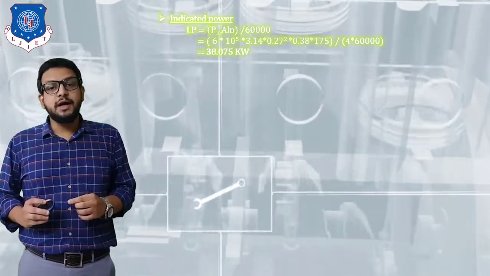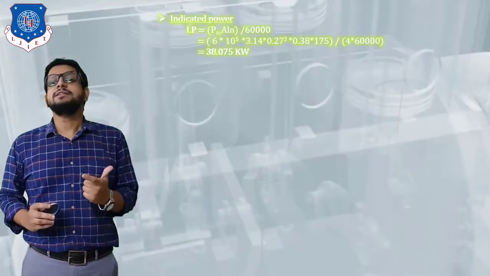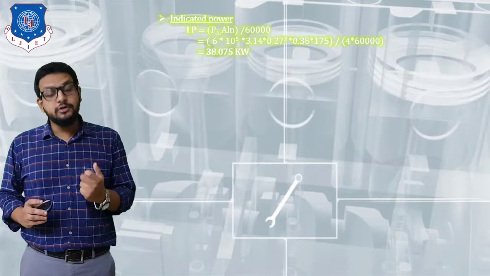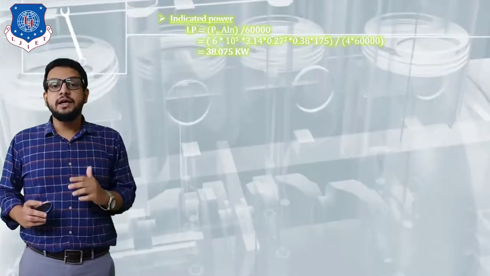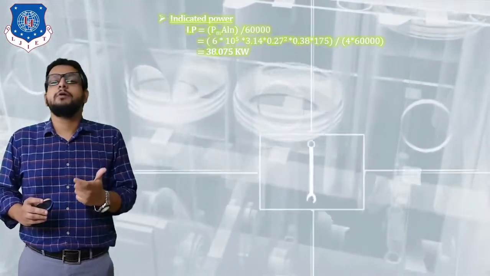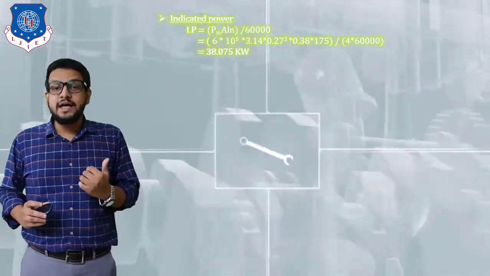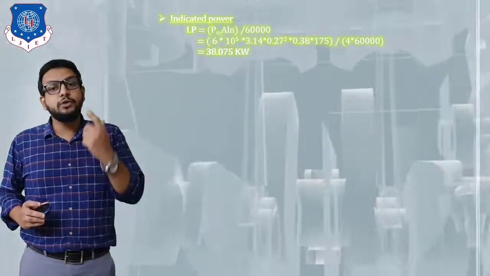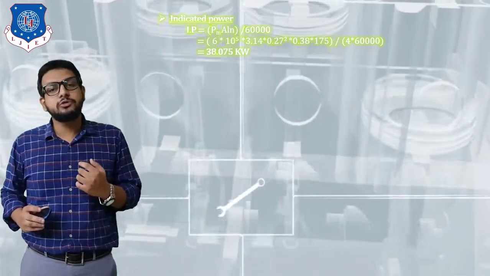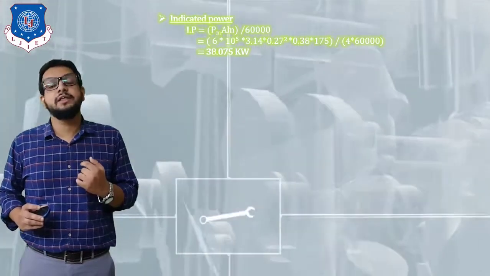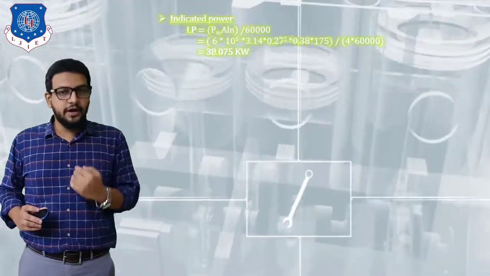In this equation, P means indicated mean effective pressure, which is given in the data. A means area, that is cross sectional area of a cylinder. L means stroke length, that is the distance from TDC to BDC. And small n is the number of power strokes per minute. Since it is a 4-stroke engine, in one cycle 2 revolutions take place, and in 2 revolutions 1 power stroke is generated. So the number of power strokes small n is equal to capital N, that is engine speed, upon 2, capital N by 2. So I have directly written n is equal to 175 in the equation.